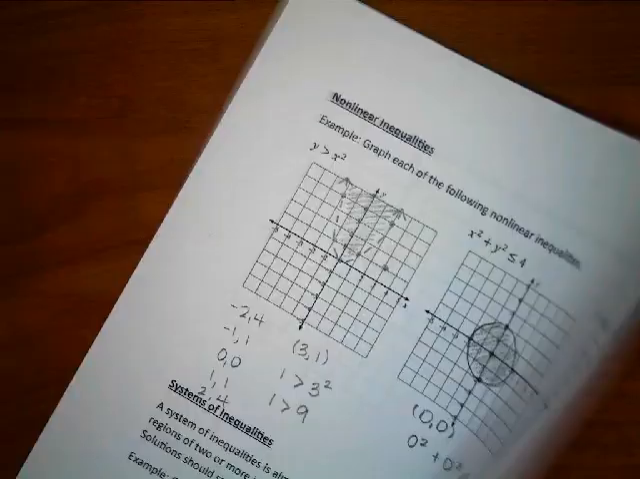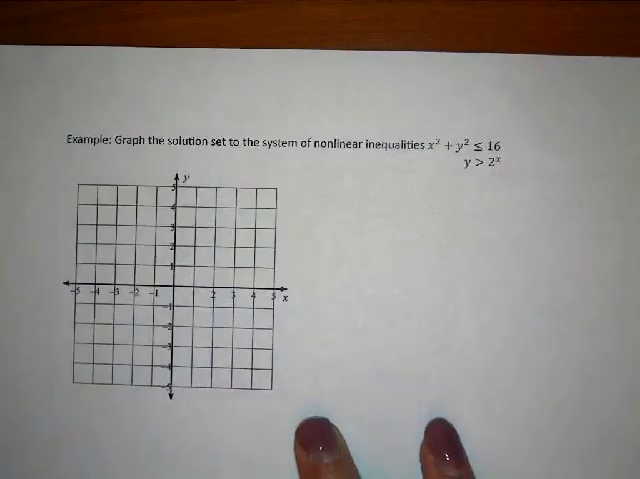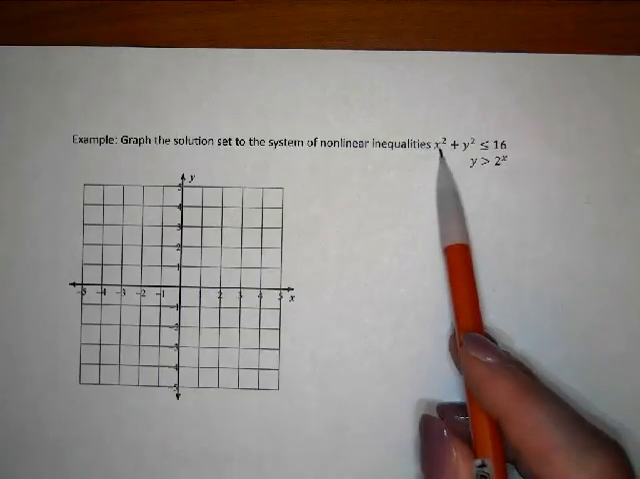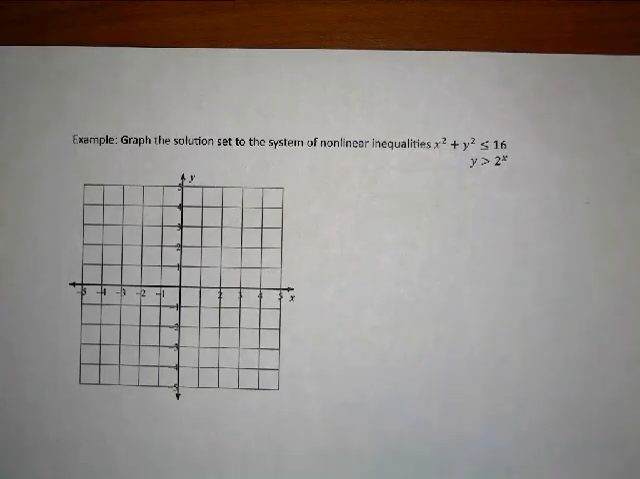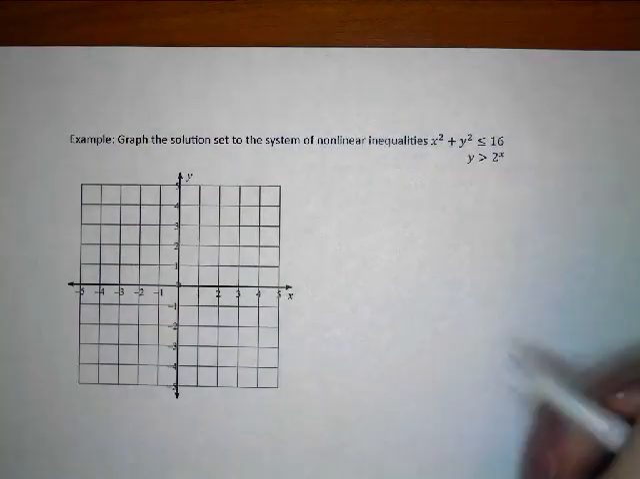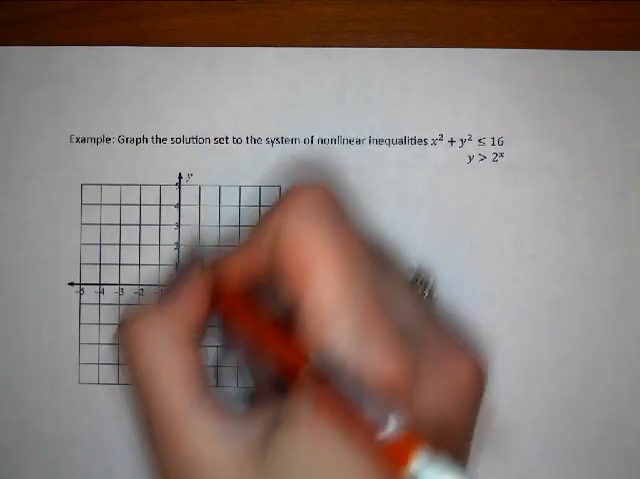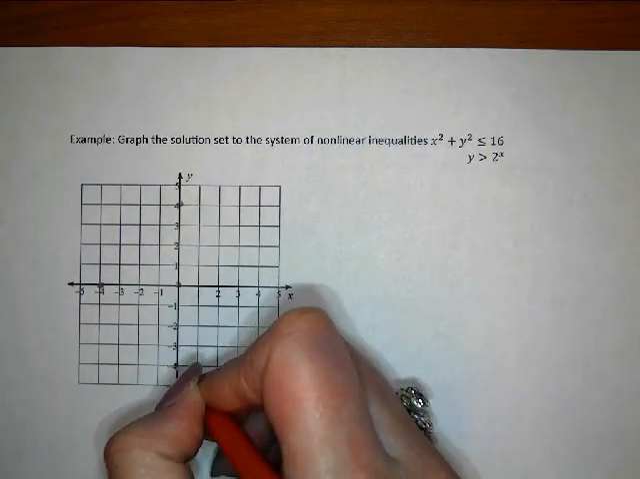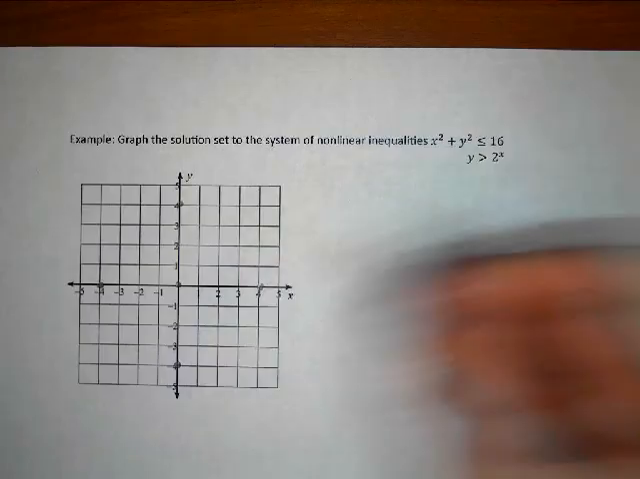So here is another problem, but instead of having a system of straight lines, we're going to have a system of two curves. So I'm going to start by drawing this one. X squared plus y squared is less than or equal to 16. That's a circle centered at 0, 0 with a radius of 4. And it says less than or equal to, so that means I'm going to draw a solid line.